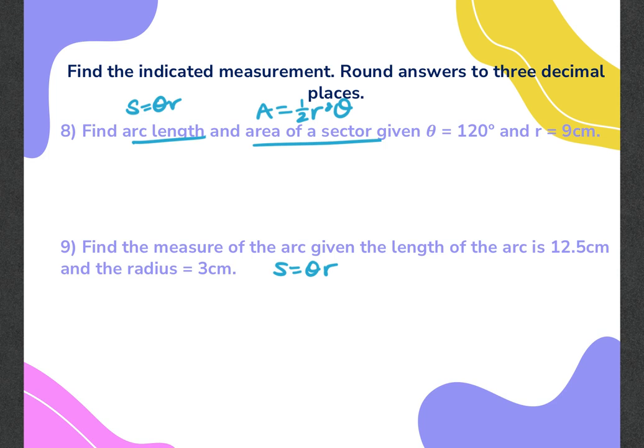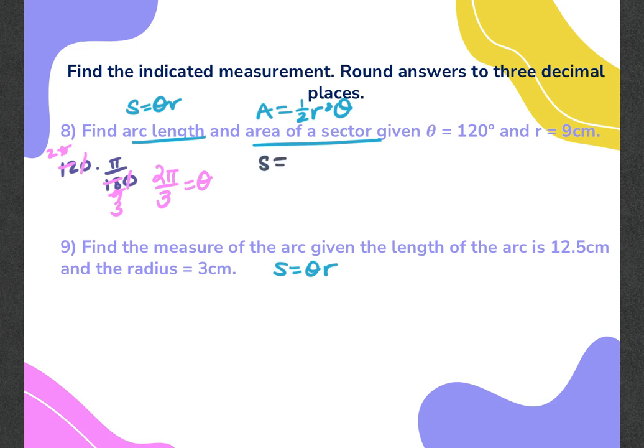Then comes your arc length and area of the sector using the calculator. So number 8 says find arc length and area of a sector given theta is 120 degrees and r is 9. So the very first thing I have to do is convert my 120 to radians by multiplying times pi over 180. So the zeros get crossed through. This is 6, 9, 2, 3. So 2 pi over 3 is theta in radians.